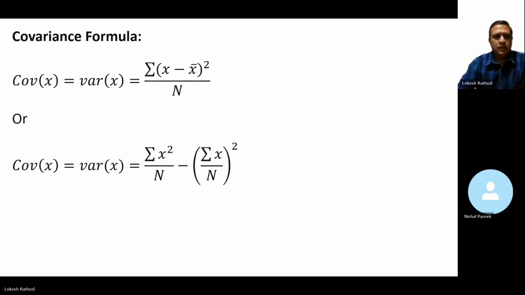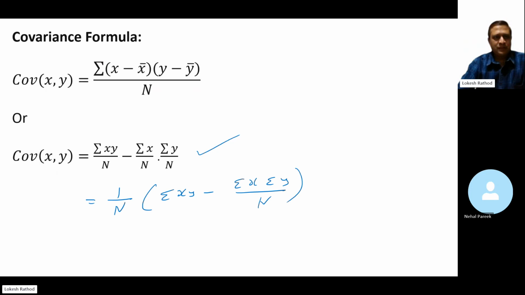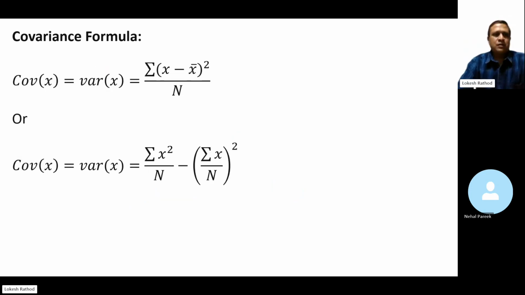Now, what we did is the covariance of x and y, how two data sets are related to each other. Sometimes they say covariance of x. Covariance of x is nothing but variance of x. Sometimes we need to find that also, so that is nothing but variance only. So this is the formula of variance which we know.